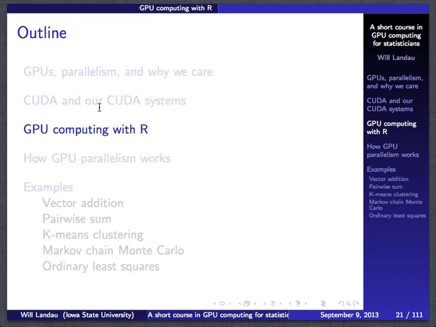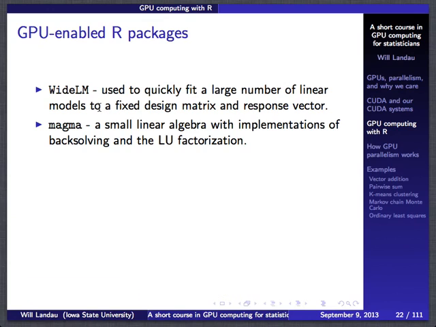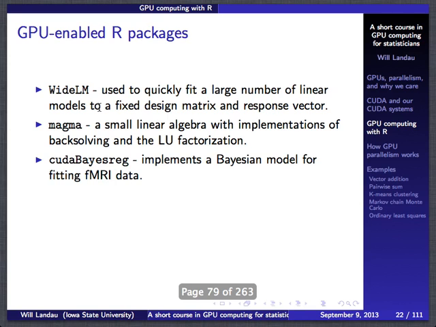All right, GPU computing with R. I guess I'm not doing too terribly. There are a few packages with R, not a whole lot. There's WideLM, which is for linear models. There's Magma, which does LU factorization and backsolving, which you can also do with some CUDA libraries that I'm going to tell you about later. There's CUDA BaseReg, which is specifically for fMRI data, but that model can probably generalize to other regressions.